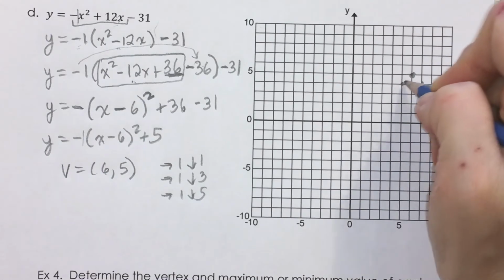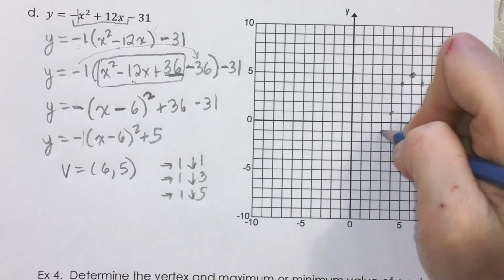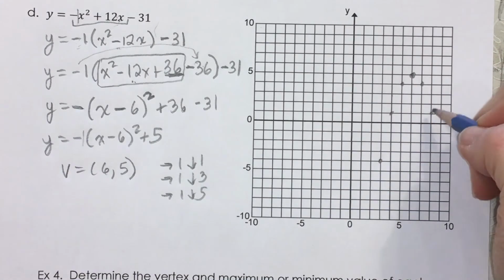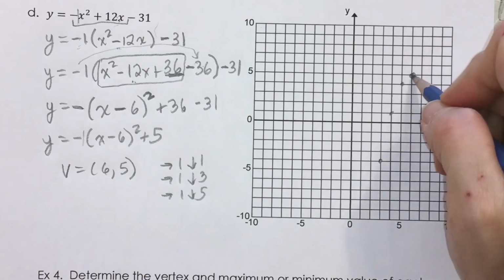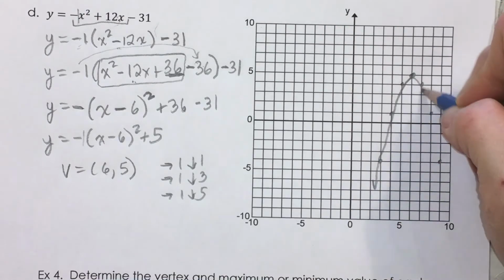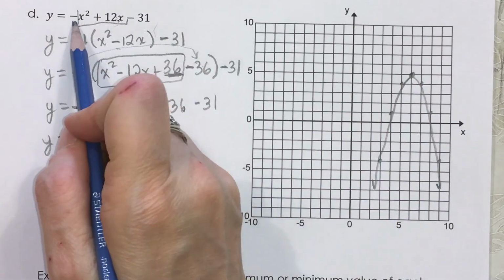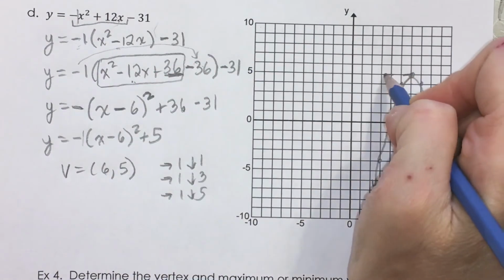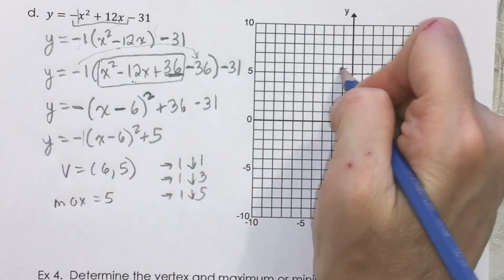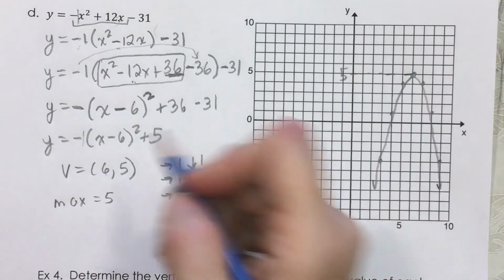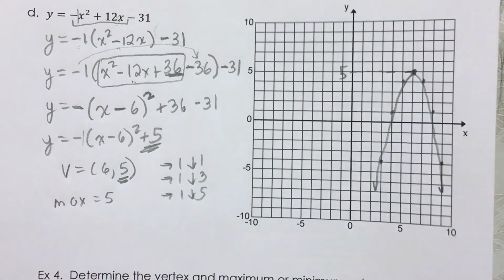3, 1, 2, 3, 4, 5. No, can't quite fit 7. So there's our parabola. And this one, because the a value is negative, has a maximum or a highest value of 5. Okay, that's the highest it ever gets, which we see here and we see here.